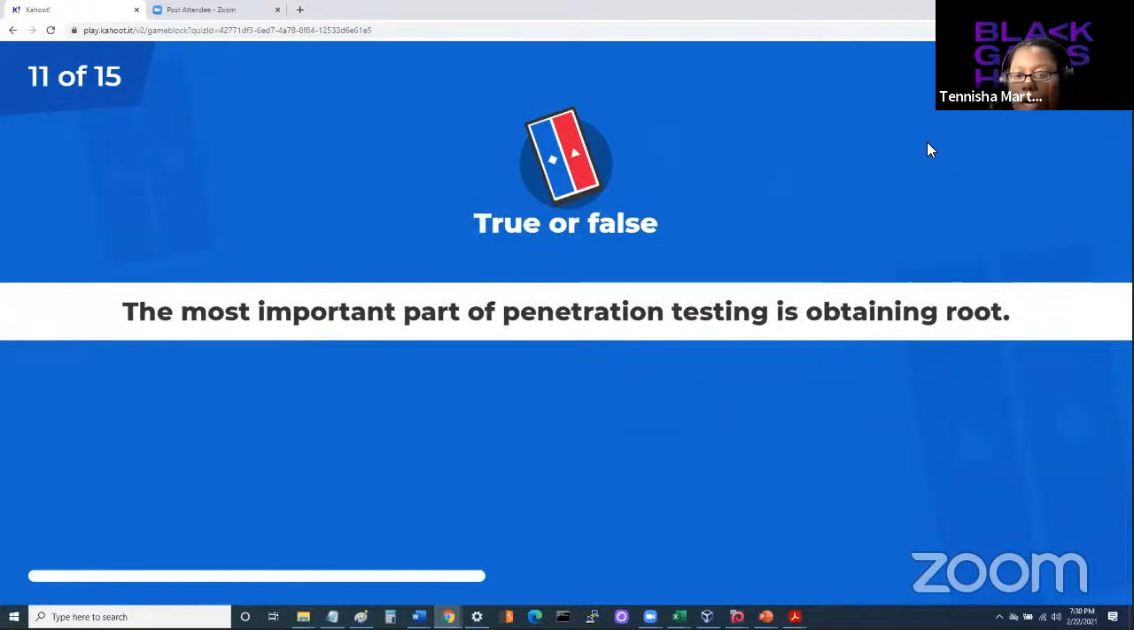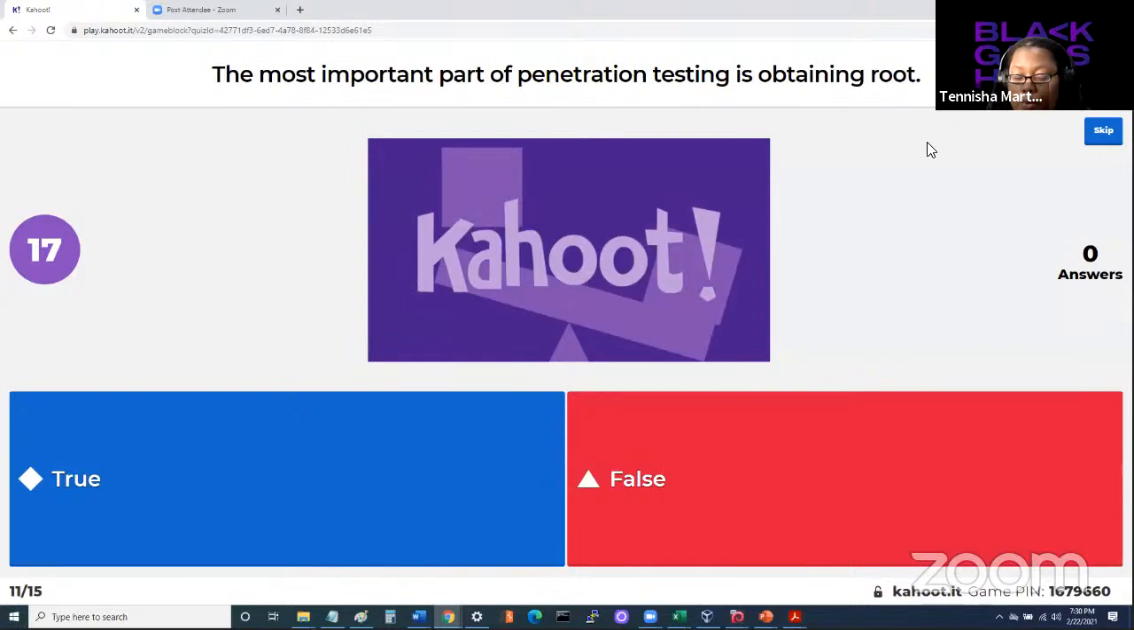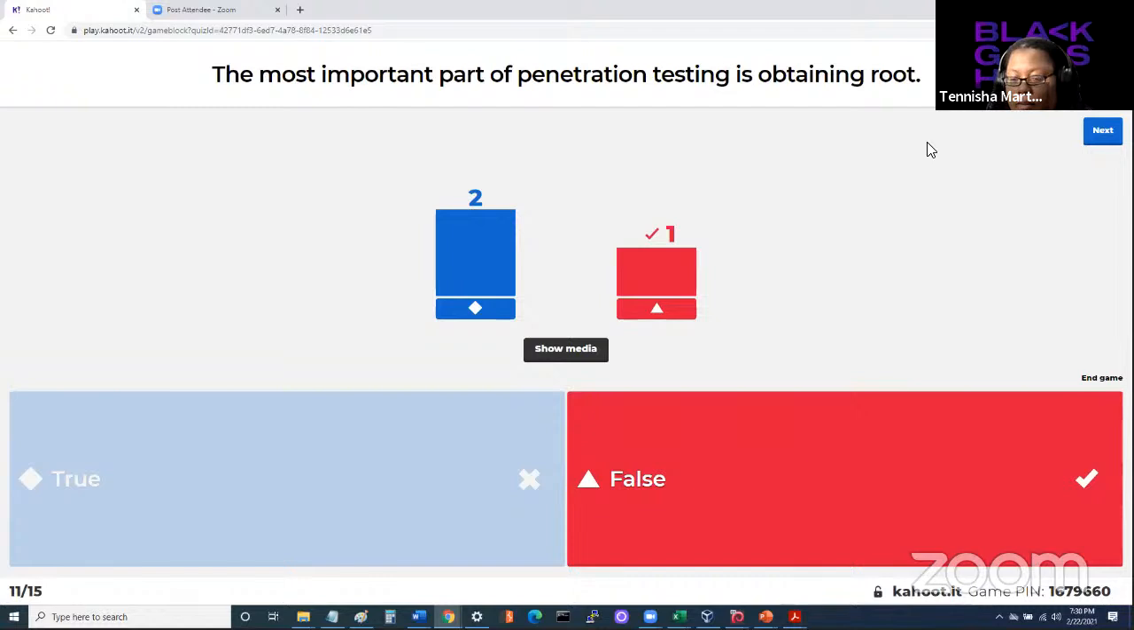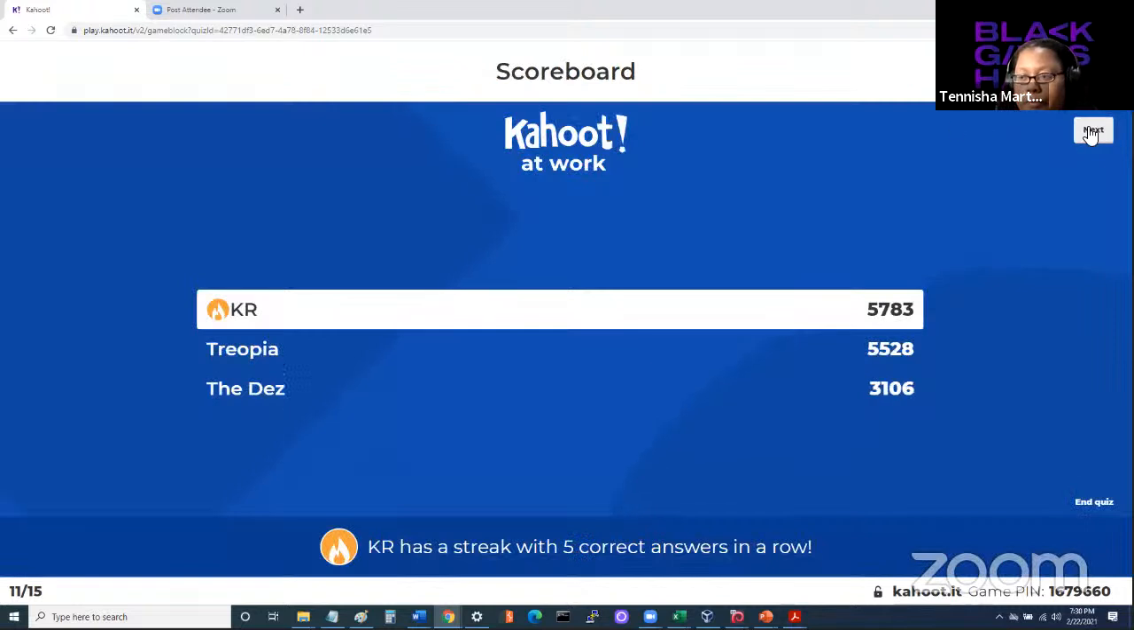True or false? The most important part of a penetration test is obtaining root. People of my own heart. Yes, the most important part is to obtain permission, written permission. It's more fun when you get root though.